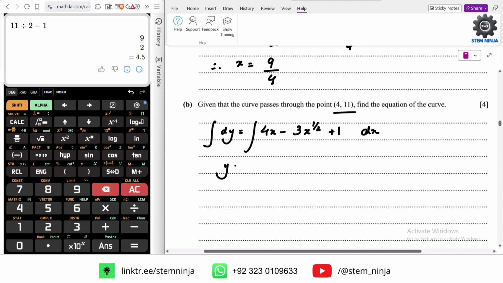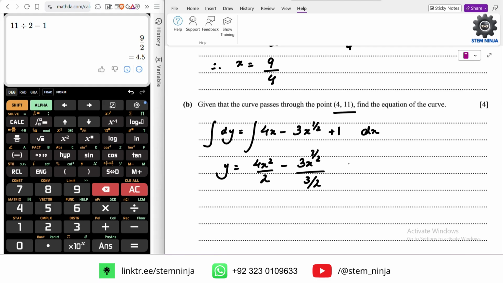Okay, so we have y equals 4x squared over 2 minus 3x to the power of 1 over 2 plus 1, which is 3 by 2, divided by 3 over 2, plus x plus c. So this becomes 2x squared, and the 3 by 3 gets cancelled, so you're left with 2x to the power 3 by 2 plus x plus c. So this is our general form.